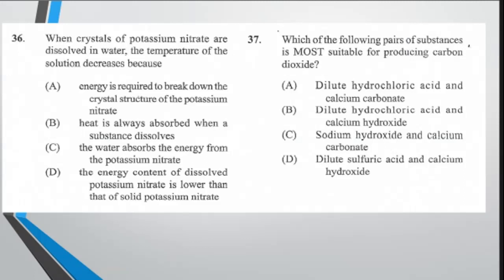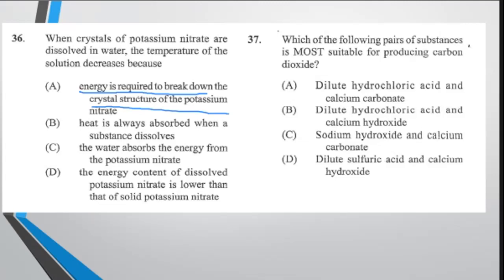All right, question 36. When crystals of potassium nitrate are dissolved in water, the temperature of the solution decreases because energy is required to break down the crystal structure of the potassium nitrate. That is correct. A lot of energy is required to break the bonds before product can be formed. So many of you may say, but sir, it's just potassium nitrate dissolving in water. And that is a reaction. It is called the enthalpy of solution. If you decide to go on and do chemistry at the CAPE level, dissolving something in water is referred to as the enthalpy of solution.